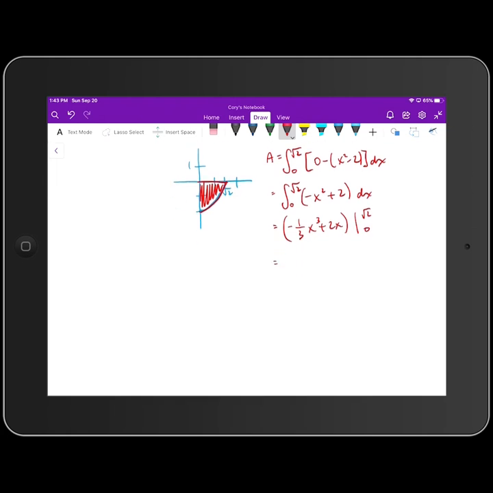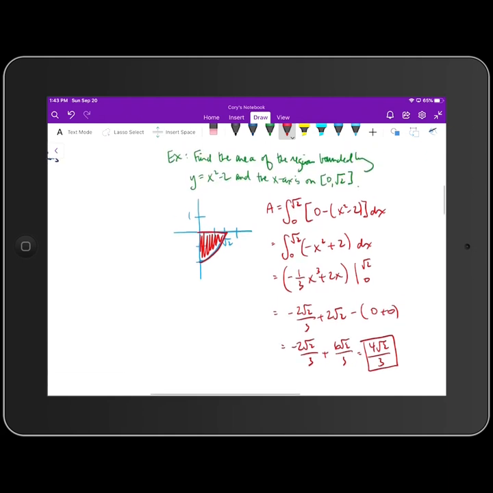So when I plug in rad 2, we get rad 2 cubed, which is 2 rad 2, times negative 1/3 is negative 2 rad 2 over 3, plus 2 rad 2 minus, and then when we plug in 0, we get 0 plus 0. So this is going to become negative 2 rad 2 over 3 plus 6 rad 2 over 3, which is equal to 4 rad 2 over 3, which is what we want. We want that quantity to be positive.